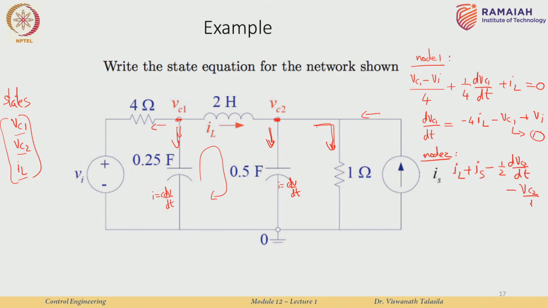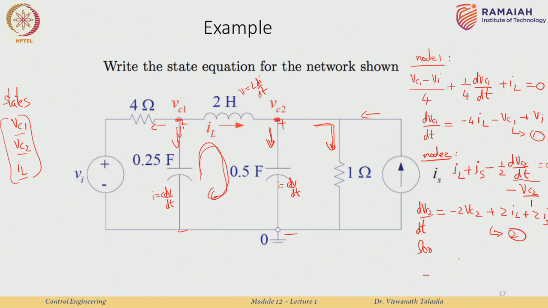So, if I now rewrite this in terms of my dVc by dt, so I get dVc2 by dt is basically I multiply with 2 everywhere. If you take all the terms on the right hand side and then multiply with the negative sign, so you would actually get minus 2 Vc2 plus 2 IL plus 2 IS, right. So, this would be my equation number 2.